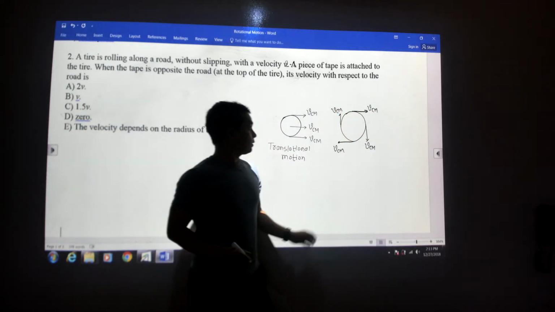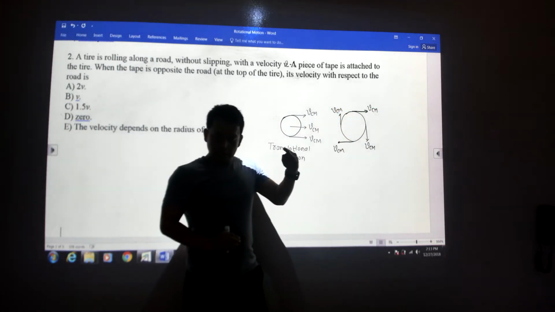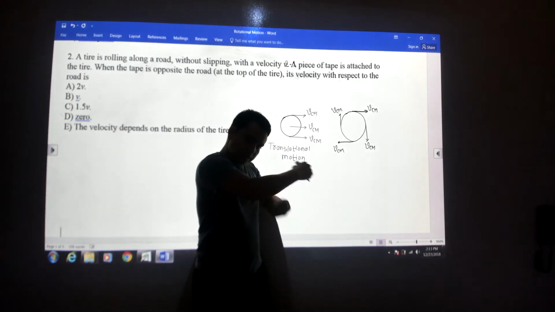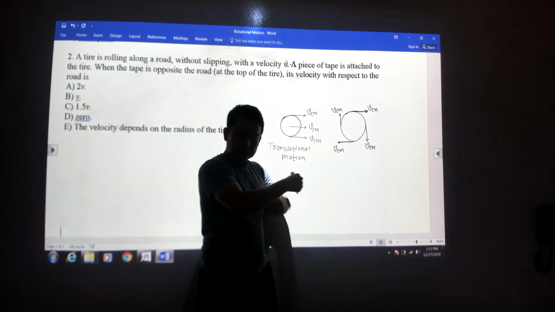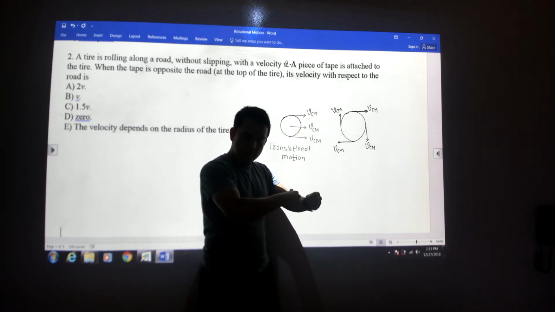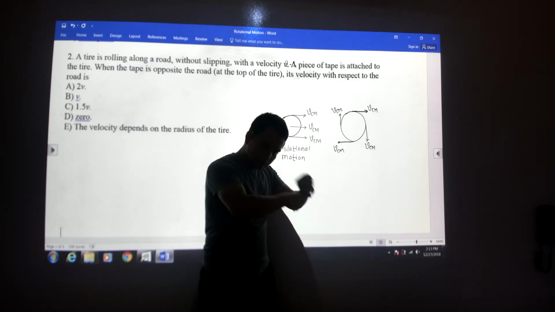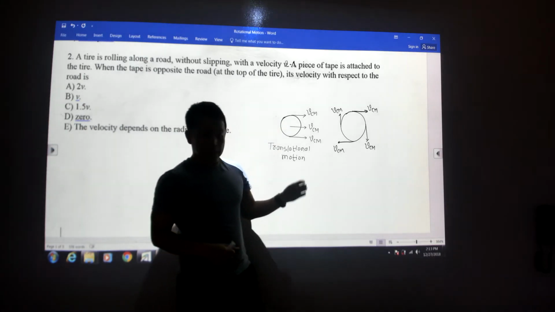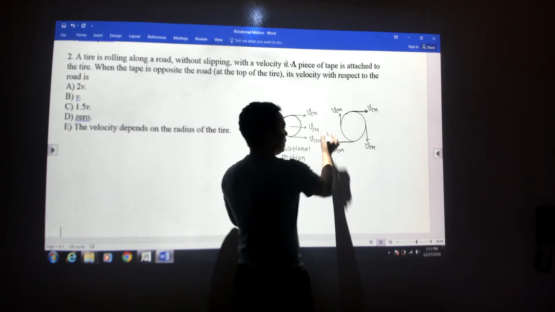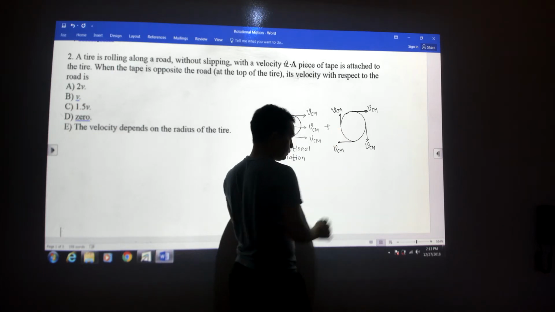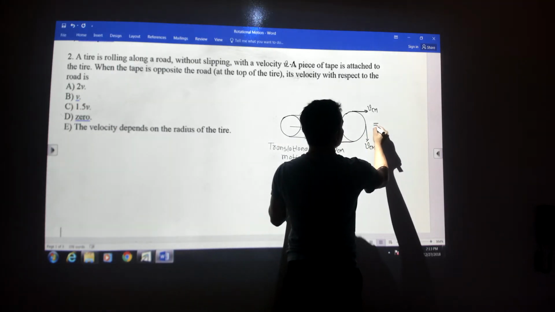Okay. So if an object is rotating, at the circumference it does have the same tangential speed. And now, if we combine this together, then it becomes a rolling motion. Let's see what happens if I combine these two together.